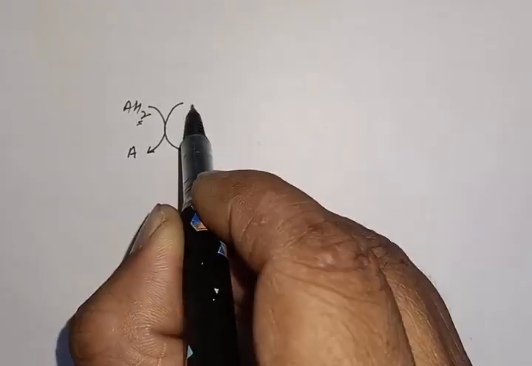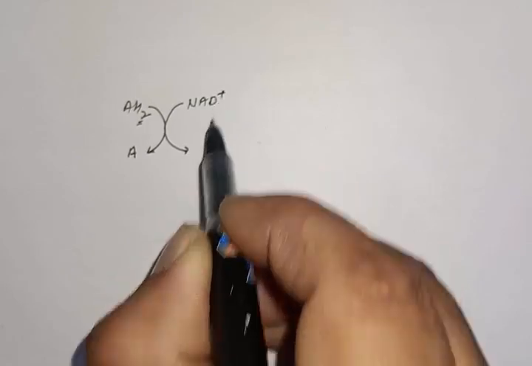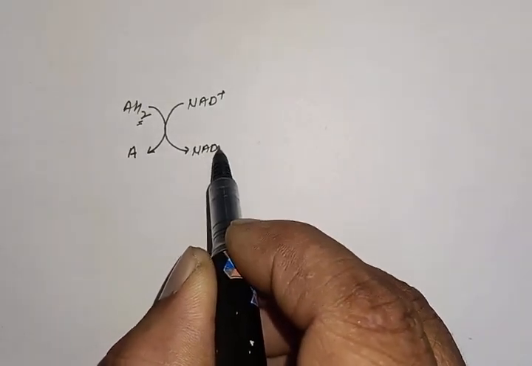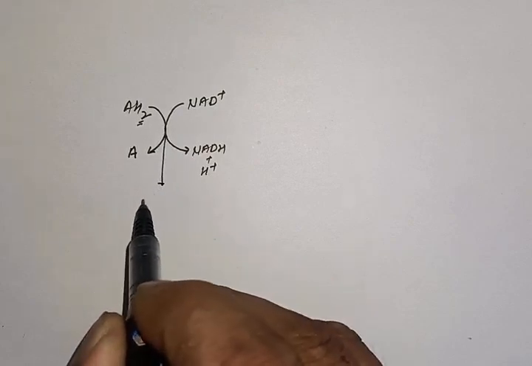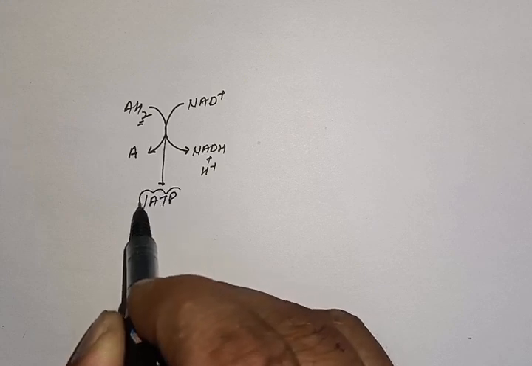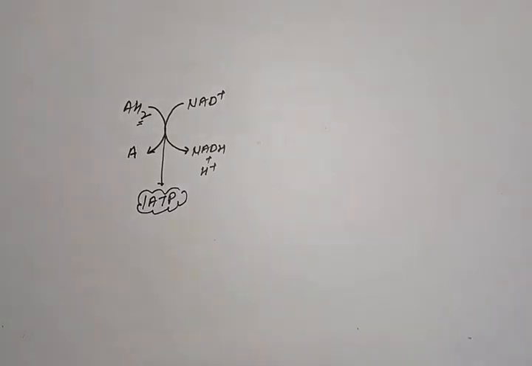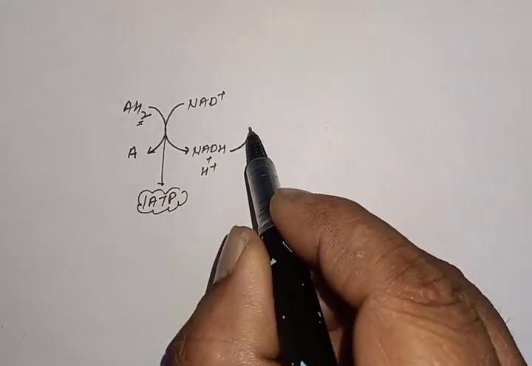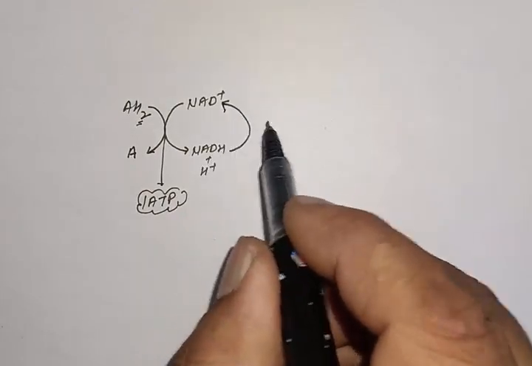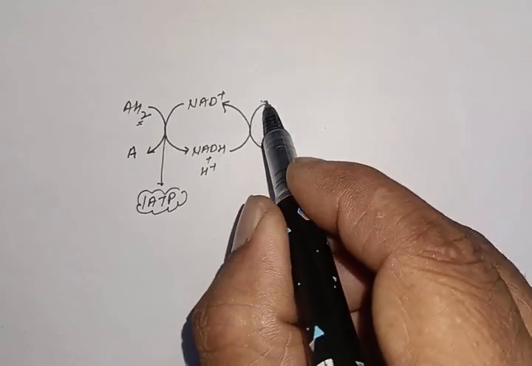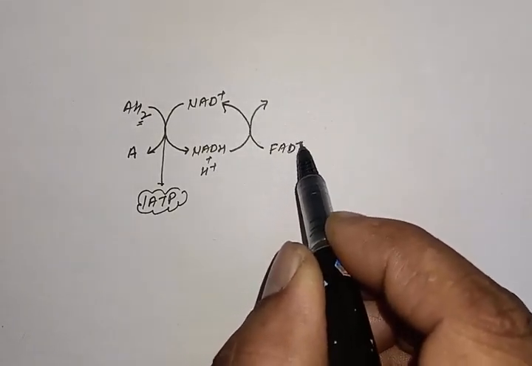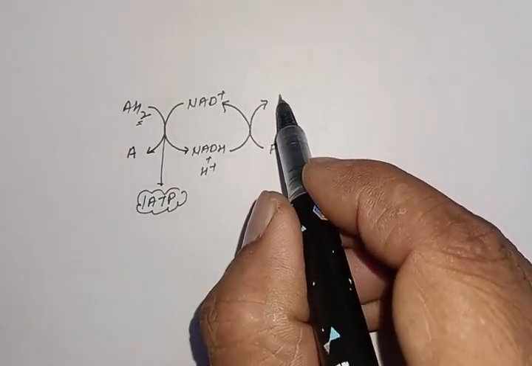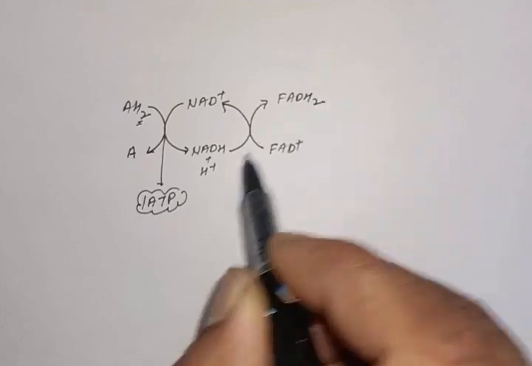We can understand this complex process in a simple way. Suppose this is the food molecule, or our substrate. This substrate first goes to convert into A, and it releases 2H positive. These 2H positives are accepted by NAD positive, and it forms NADH plus H positive. During this, 1 ATP molecule is produced.